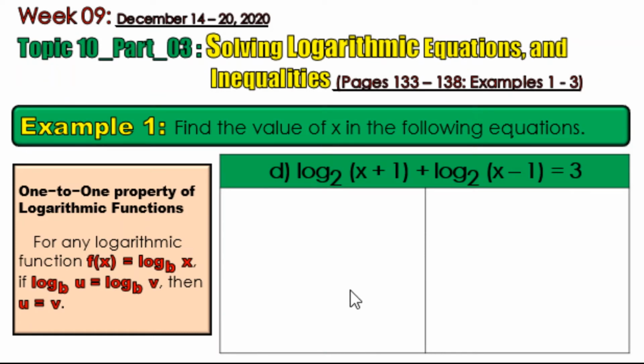Since they are equal, therefore we are sure that the value of x is equal to 4. Okay? Now we will proceed to example 1, letter D. We have the logarithm of x plus 1 to the base 2 plus the logarithm of x minus 1 to the base 2 is equal to 3.